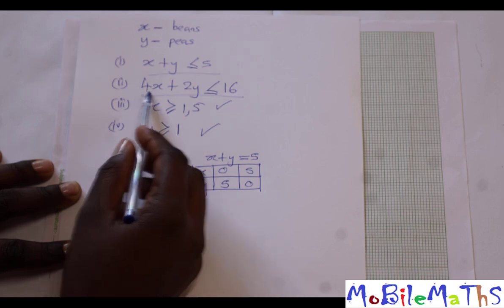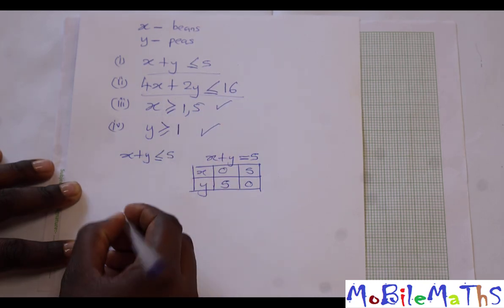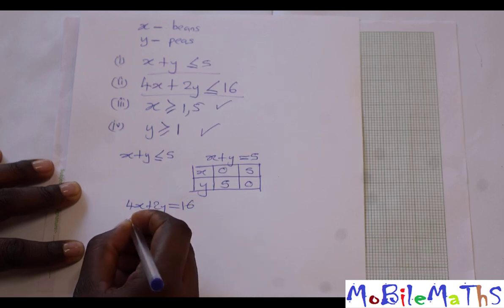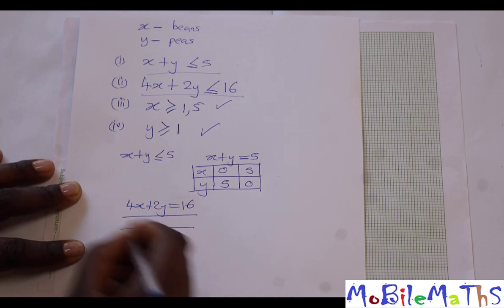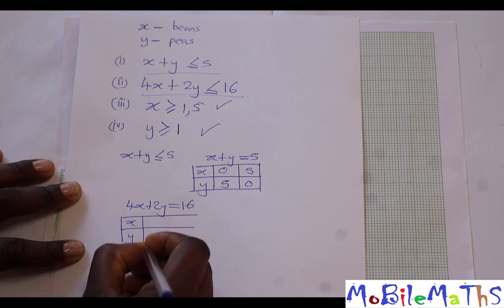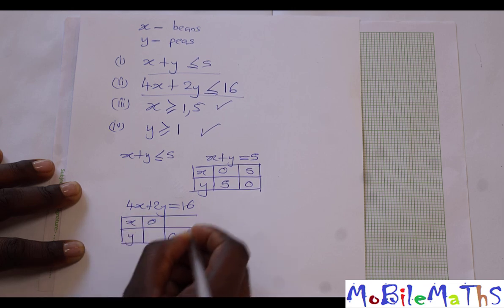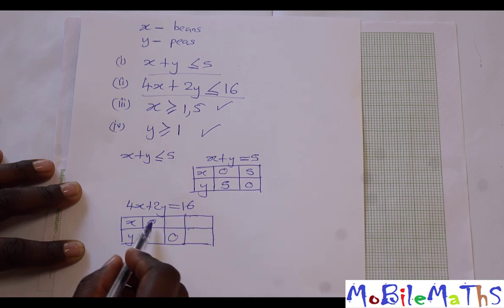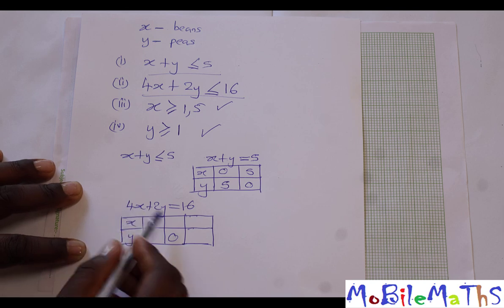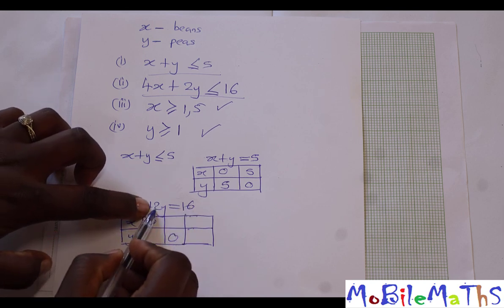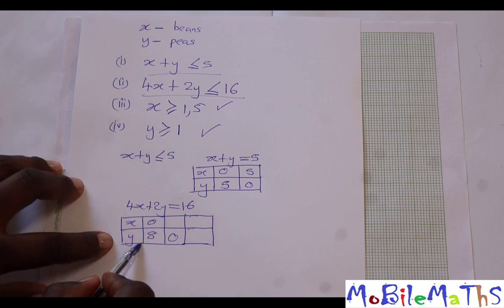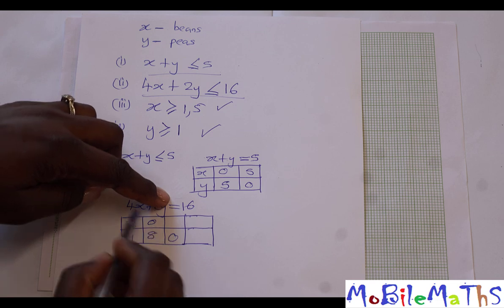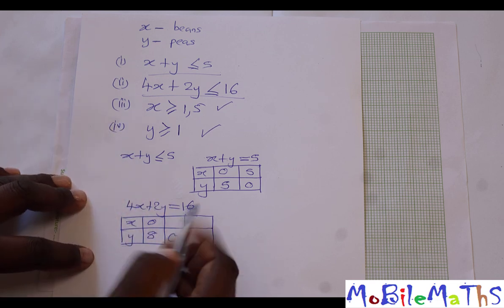Then the other line for this equation, I can also do the same: 4x plus 2y is equal to 16. And have my x and y values. So I can have 0 for x and 0 for y, and even more. In my case, when x is 0, y is going to be 16 divided by 2, that's 8. That's a big number, I don't want to use it. Then, when y is 0, x is going to be equal to 4.